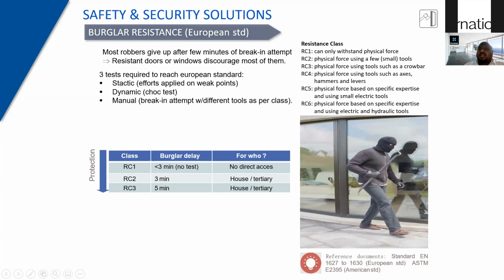If he uses just physical force and tries to break in, that's RC1. If he uses some small tools, we call it RC2. If he uses tools like crowbars and so on, it is RC3.